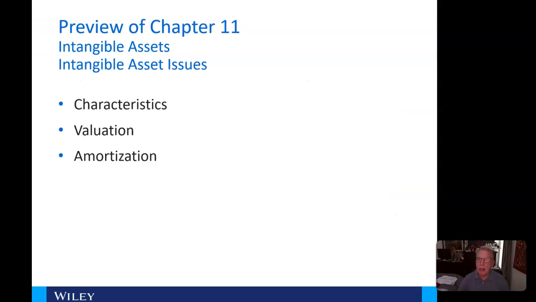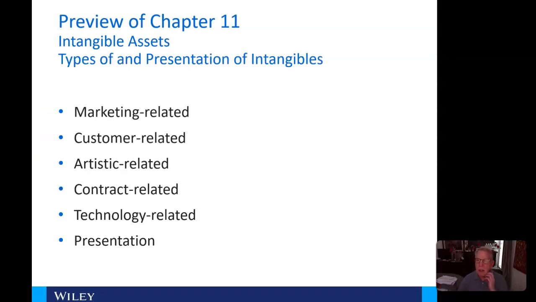Okay, let's take a look at an overview of Chapter 11. Here we're going to look at the characteristics, valuation, and amortization of intangible assets. And we're going to take a look at the kinds and types of intangibles. We have marketing related, customer related, artistic related, contract related, technology related, and finally how we present those different types of intangibles.